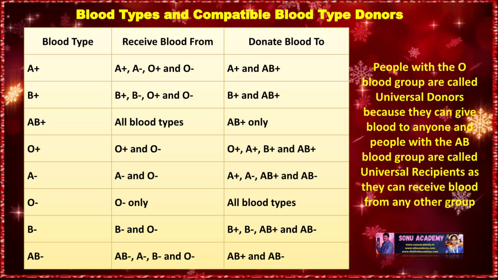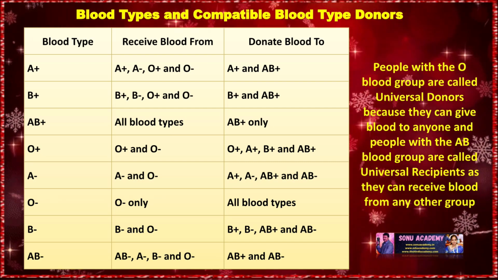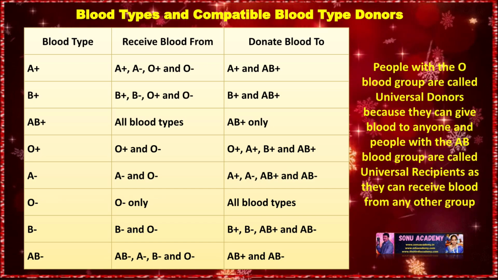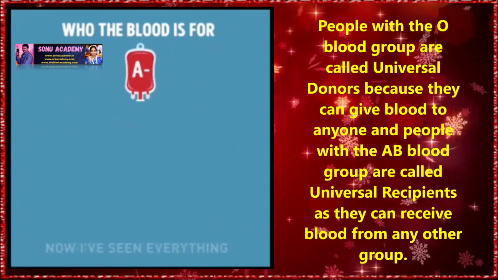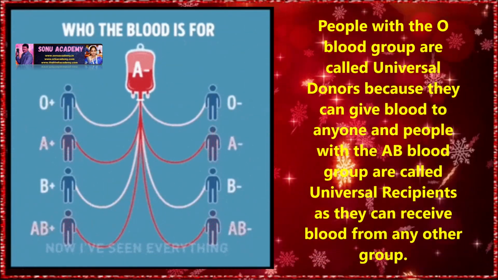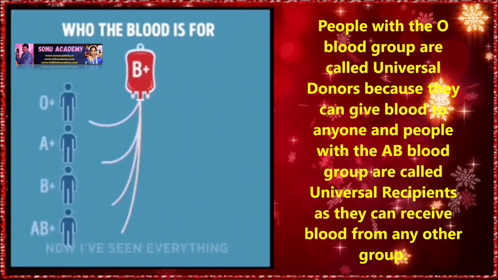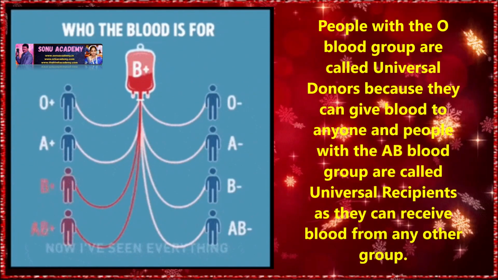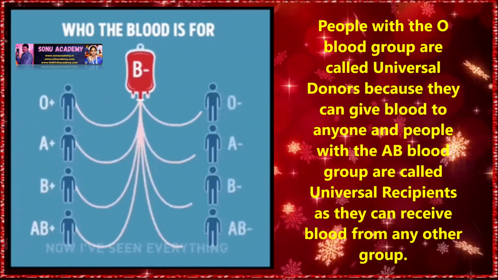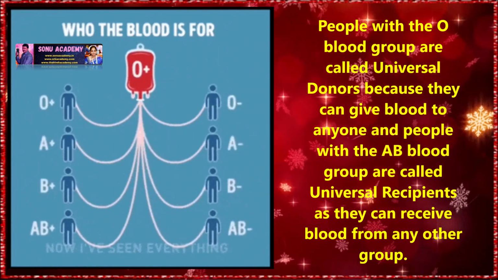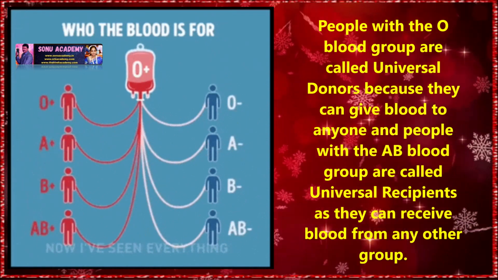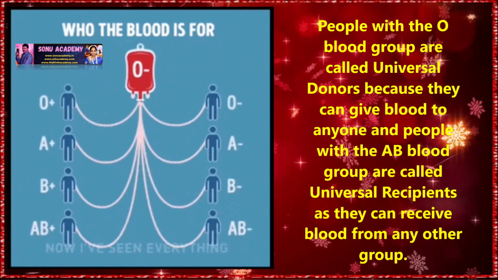Blood group A individuals. Group A individuals can receive blood only from A negative and O negative, and they can donate their blood to A positive, A negative, B positive, AB positive and AB negative. Blood group O negative. O negative can receive blood from only O negative people, and they can donate their blood to all types of blood groups.